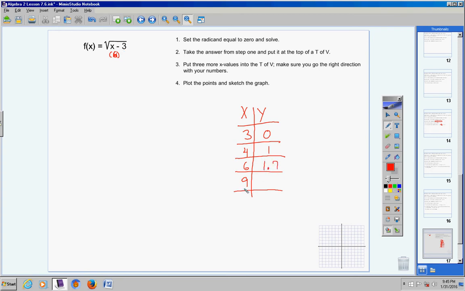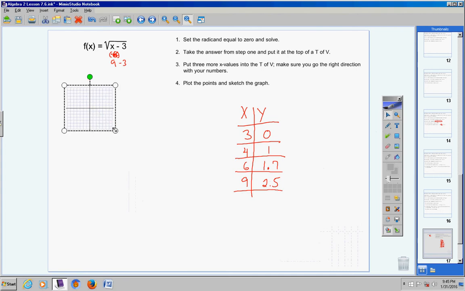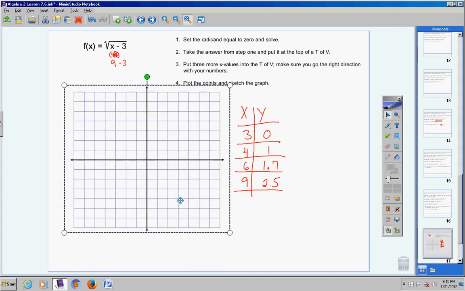Now put a 9 in for x. A 9. Well, 9 minus 3 is 6. And the square root of 6 is 2.44. Now I'm going to put 2.5, okay? So there we go, students. Just like that, we have our table of values. Really not too difficult at all.